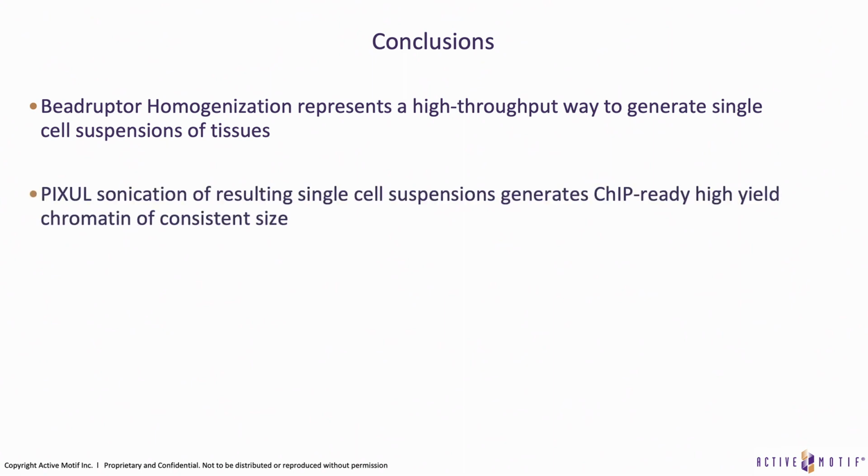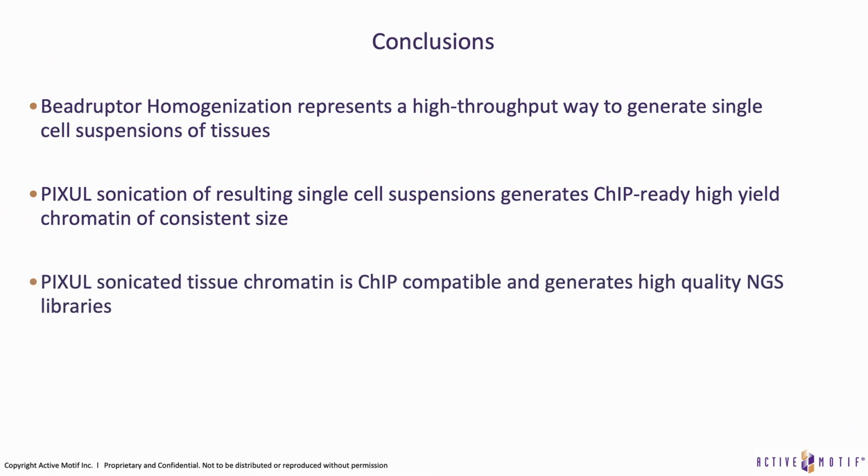PIXUL sonication of resulting single cell suspensions generates ChIP-ready, high-yield chromatin of consistent size. And I think that's the most important part. We have the capacity now to take these precious tissues and ensure that every time we do a chromatin prep, we get a high yield and a high quality that is worth answering interesting questions in the epigenetic space. And that PIXUL sonicated tissue chromatin is ChIP compatible and generates high quality NGS libraries. We still need to see how these libraries sequence, but I'm very optimistic that we're going to uncover some nice data and expand this pipeline to human clinical samples.